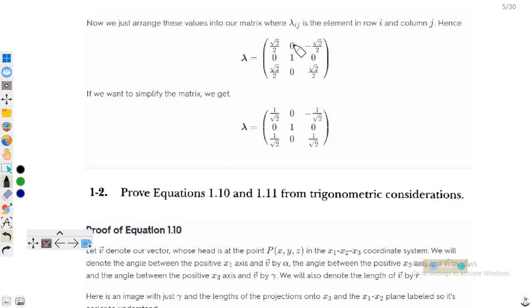Lambda is equal to this matrix. And if we want to simplify the matrix, we will get lambda equal to 1 over root 2, 0, minus 1 over root 2, and so on for the other rows. So this is our required matrix.